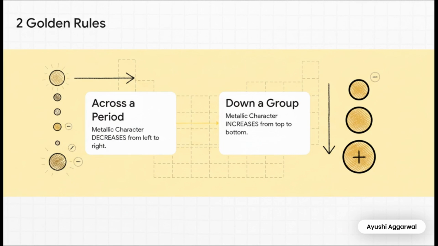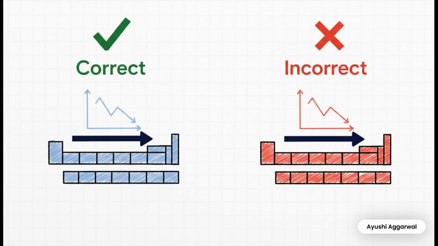Rule number 1. As you move from left to right across a period, the metallic character decreases. Think about it. They become more non-metallic. Rule number 2. As you move down a group, the metallic character increases. This is because the atoms get bigger and it's much easier for them to lose an electron. So let's look at our options again. Option B says metallic character increases across a period from left to right. But wait, what did our first golden rule say? It decreases. So this statement is clearly incorrect, which makes it our correct answer. See how simple that was?